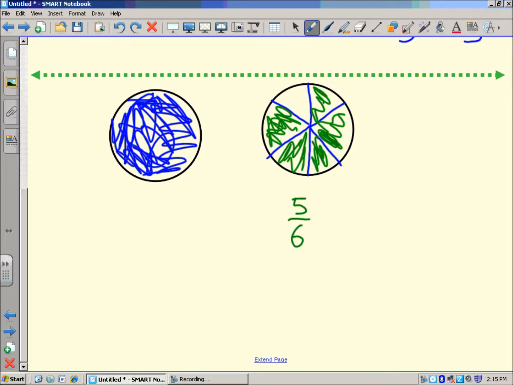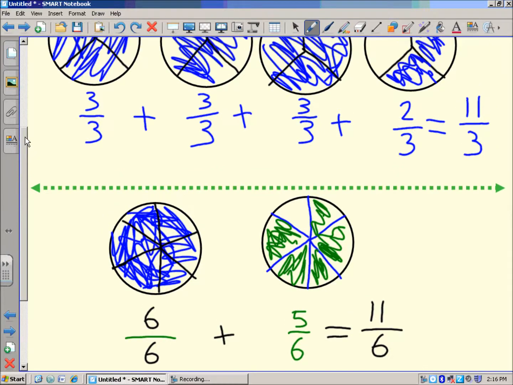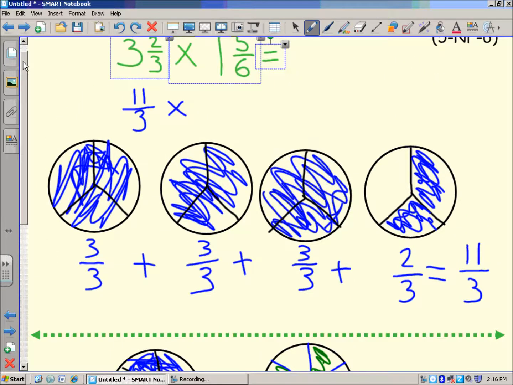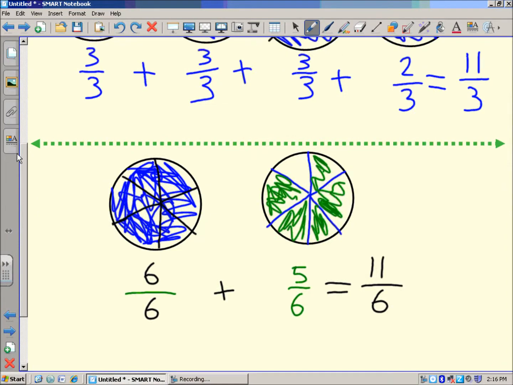Now to change 1 and 5/6 to an improper fraction, we'll take a look at this whole. We're going to divide it the same way we did with the 5/6. Again, they should be equal parts. I'm just showing you a rough sketch here. So now we've got 6 equal parts that make up that whole, and we have 6 parts. Now you can add these two together. Since the denominators are the same, we just keep them the same when we're adding or subtracting fractions. Now we add the numerators. 6 plus 5 is 11. So we've got 11/6.